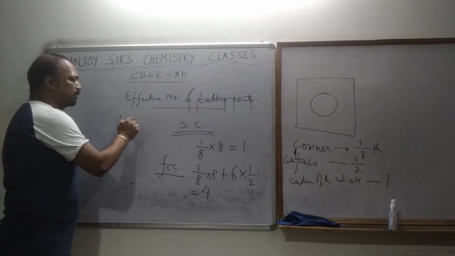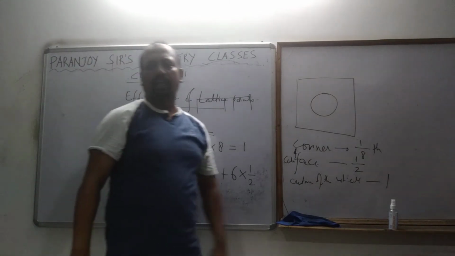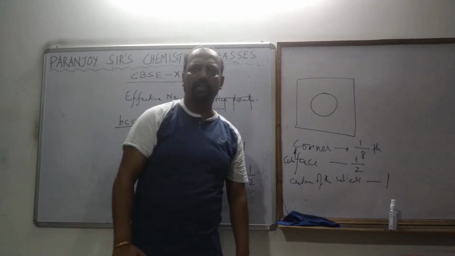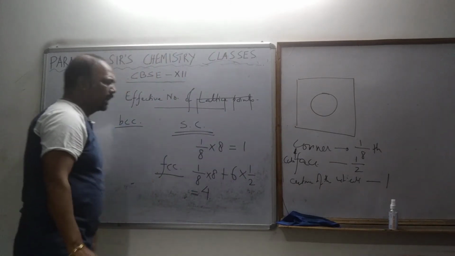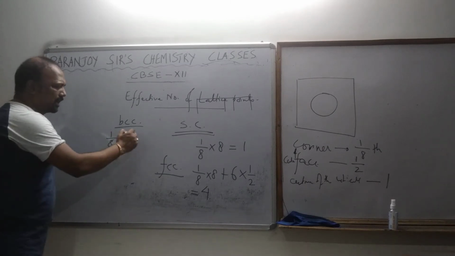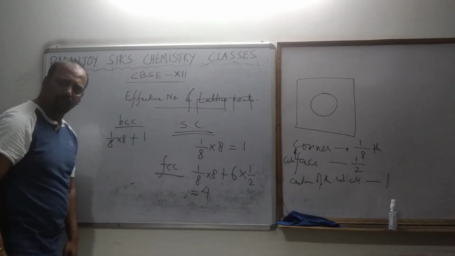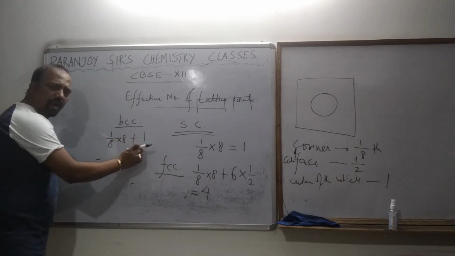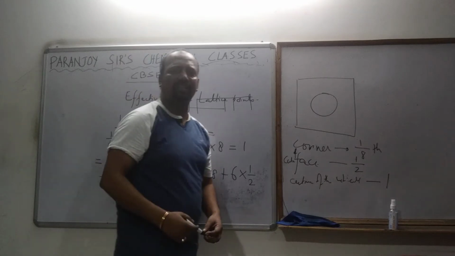What is BCC? 8 are at 8 corners and 1 is present at the center of the body. 8 at 8 corners means 1 by 8 into 8, plus the one present in the center of the body gives us the whole 1. So effectively, 1 plus 1, that is 2. Yes, 2 is the effective number for the BCC.